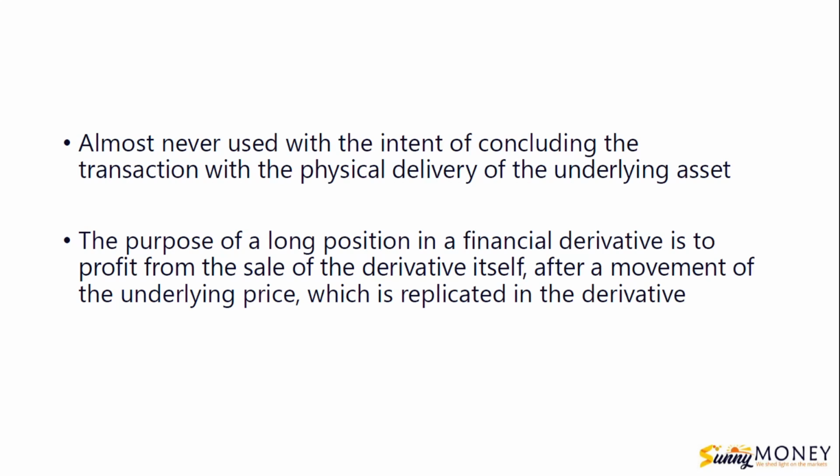The purpose of a long position in a financial derivative contract is to profit from the sale of the derivative itself after a movement of the underlying price, which is replicated in the derivative. We buy a future because we want the market to go up, we wait for the movement, and if this happens we sell the future and make money. Or, we sell the future short because we want the market to go down, and after the drop, we buy back the position, close it and make money. These operations are made for hedging or speculative purposes.